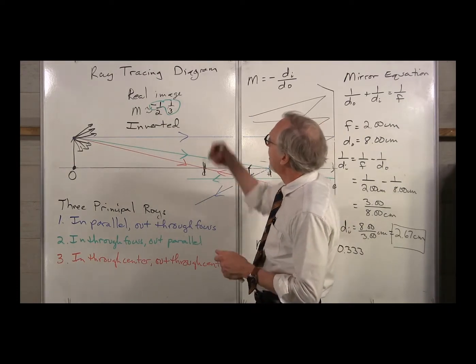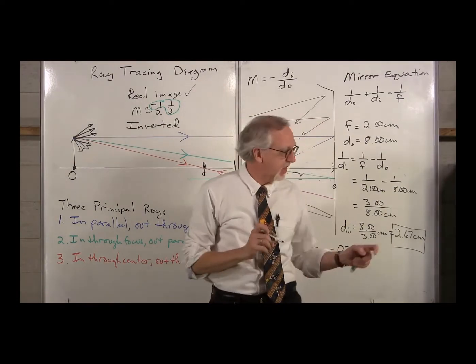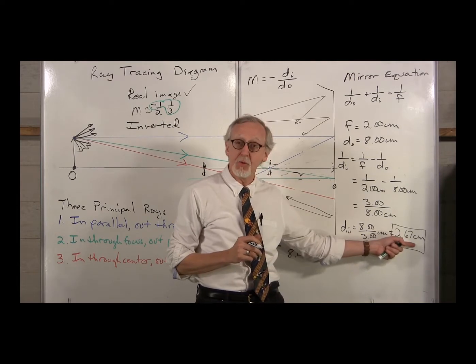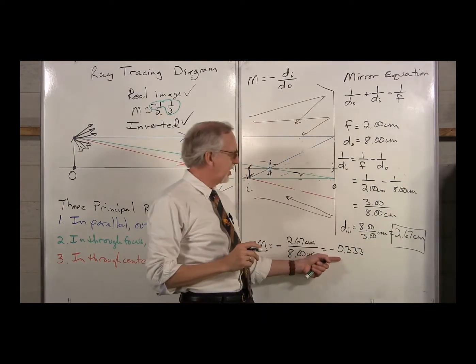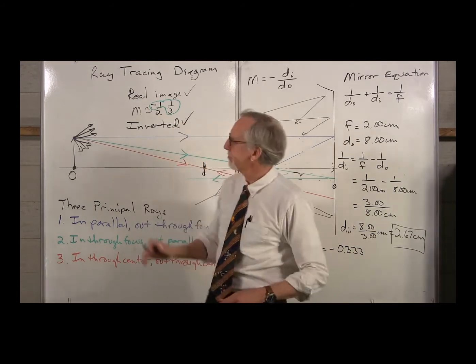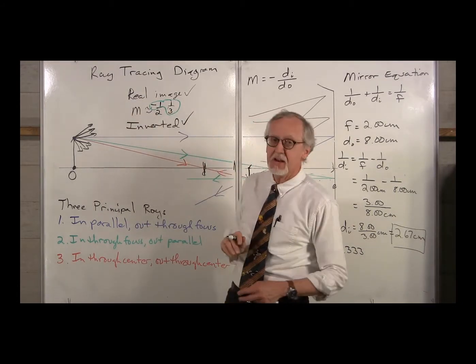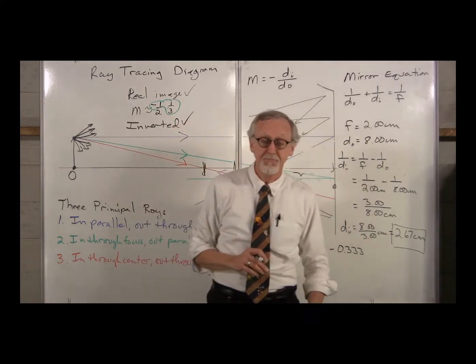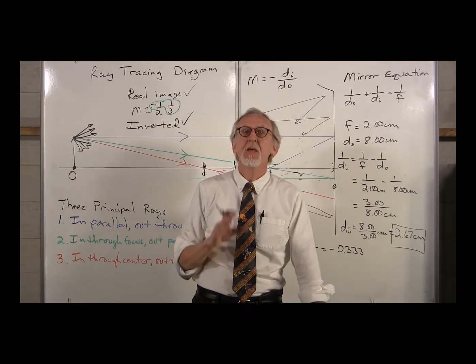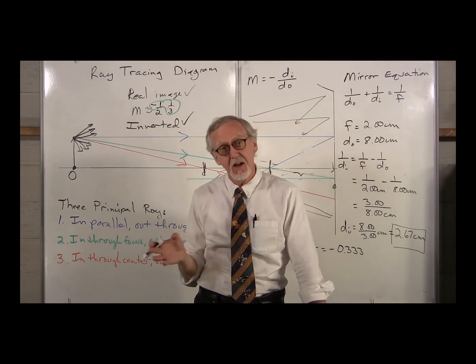So we look up here, real image, yep, that's exactly what we got because we found that di was positive. An inverted image, yep, that's exactly what we got because we got a negative magnification. And m is negative 1/3, and that is just what we got. Woo! That is just what we got. Very, very good. Let's take a look at the other kind of mirror.